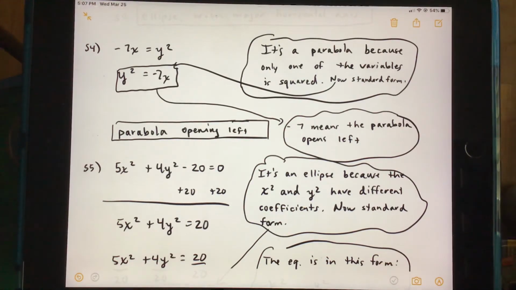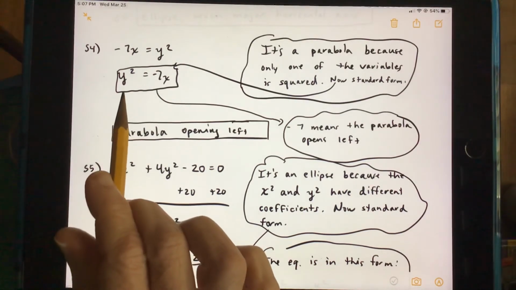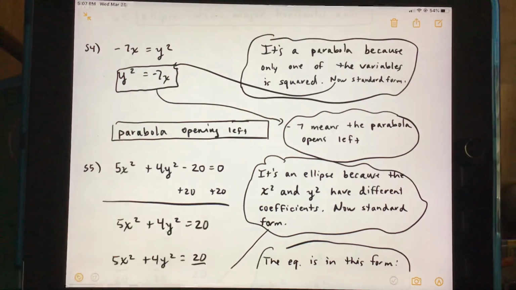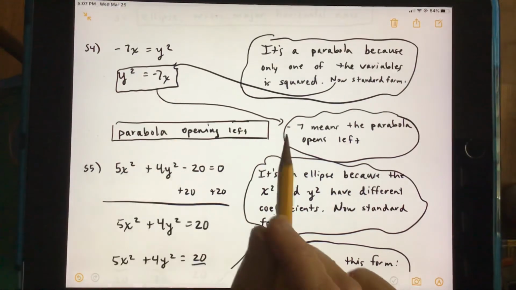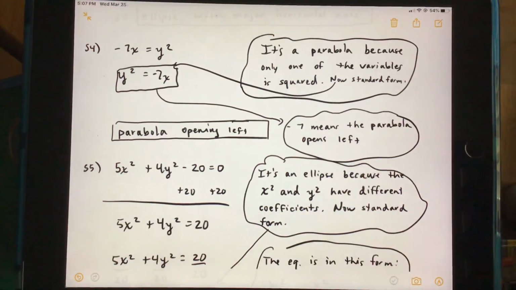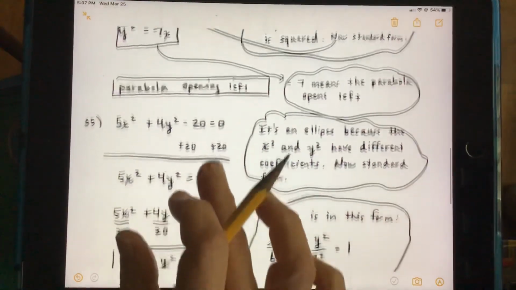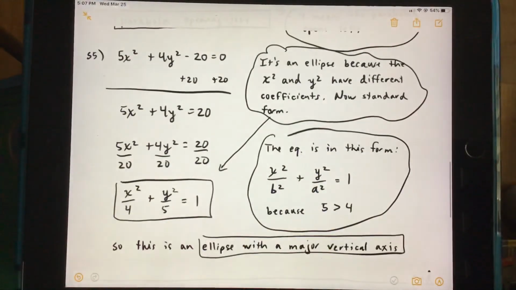So we have to decide whether or not this is going to open up, down, left, or right. And because it's a y squared parabola, it either opens left or right. And because the coefficient on this x term is negative, that means the parabola is going to open left. Sample 5. This will be our last sample.